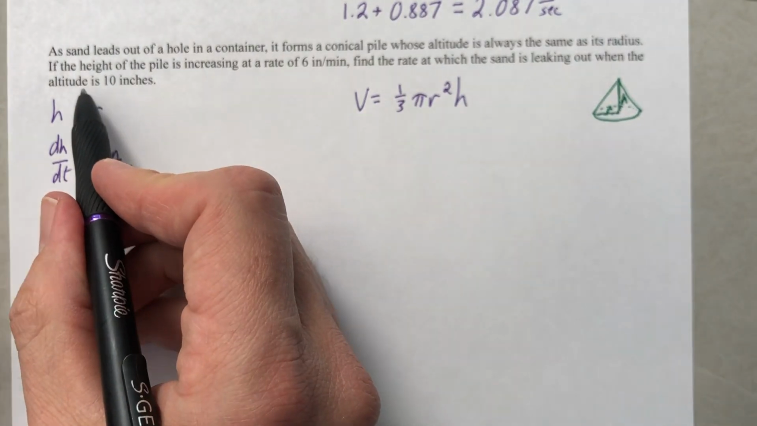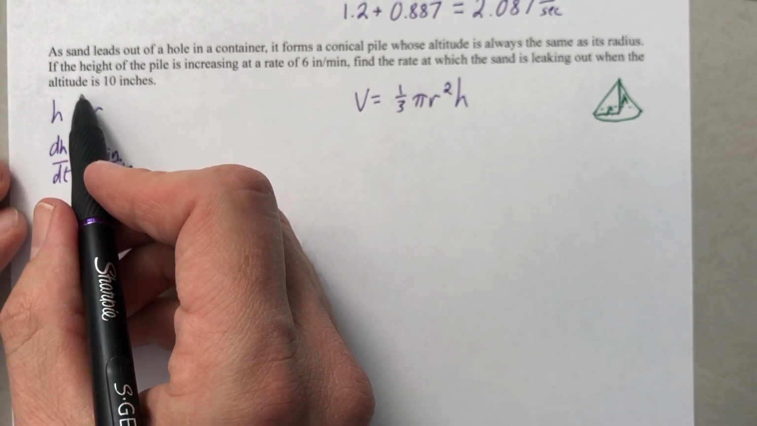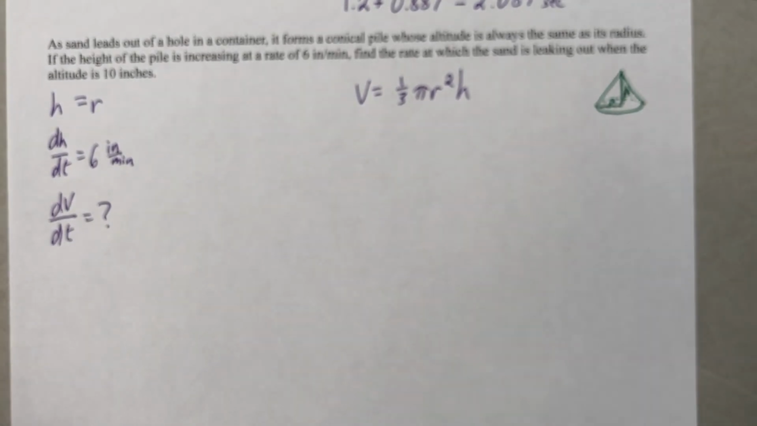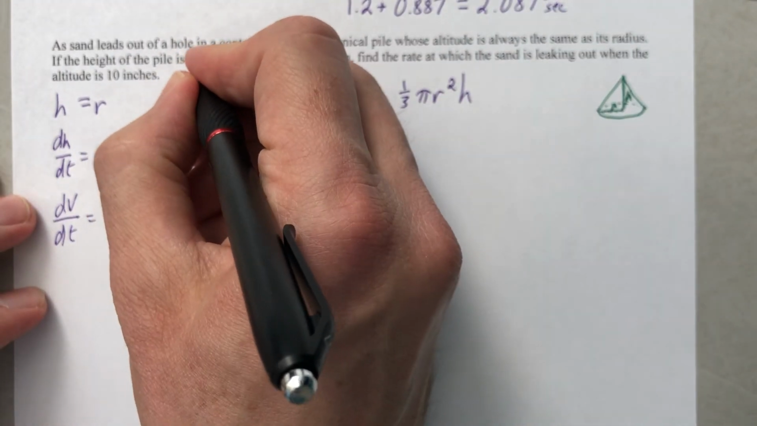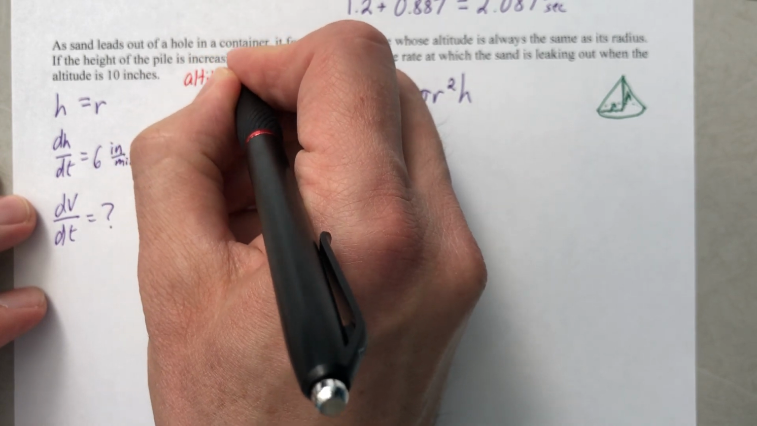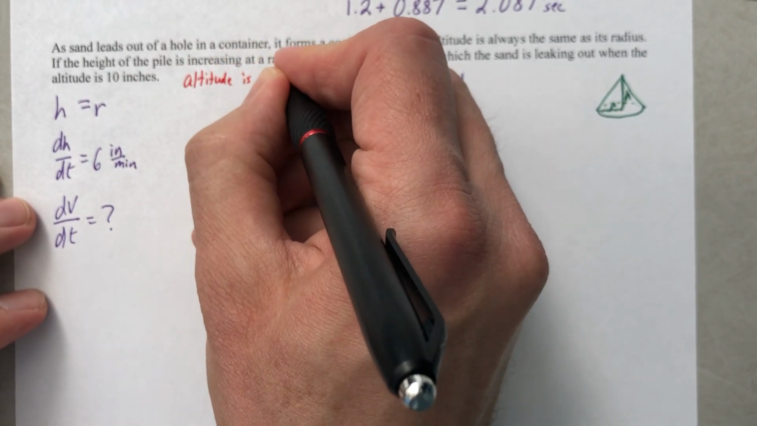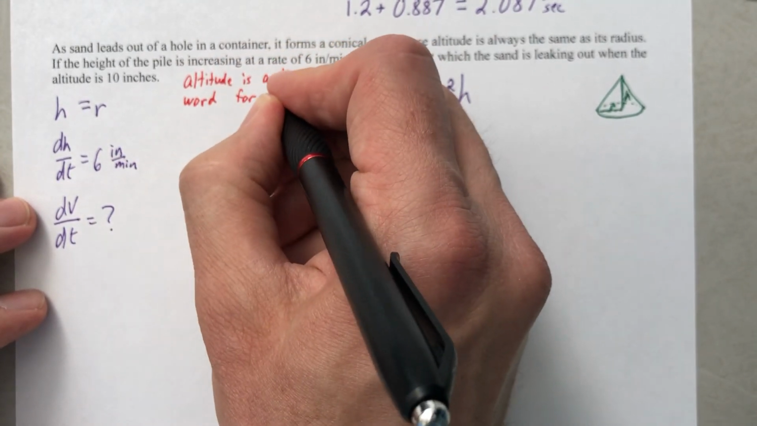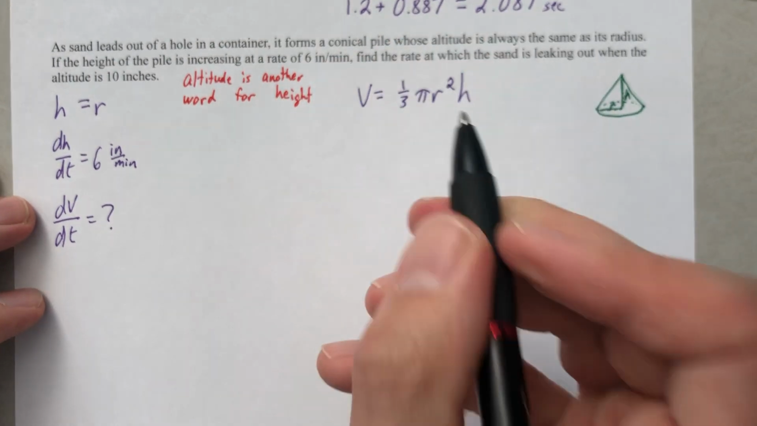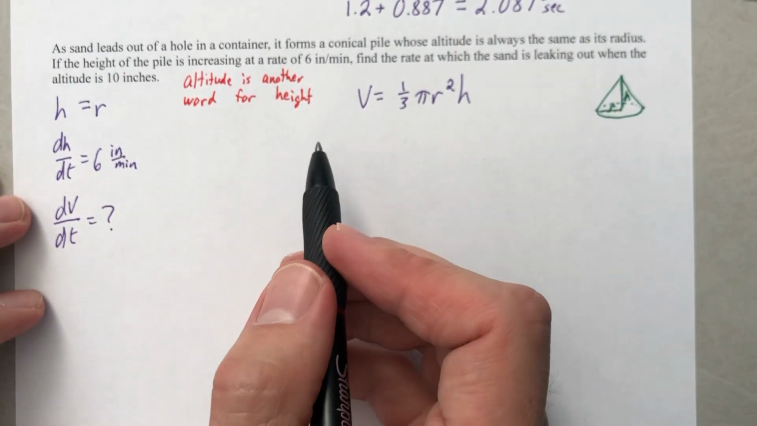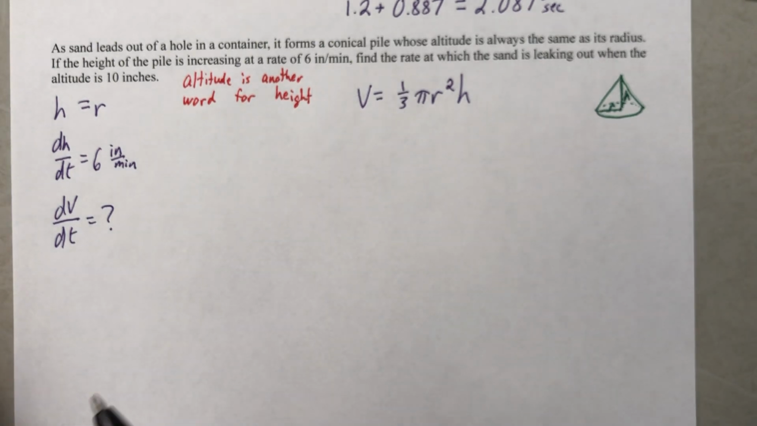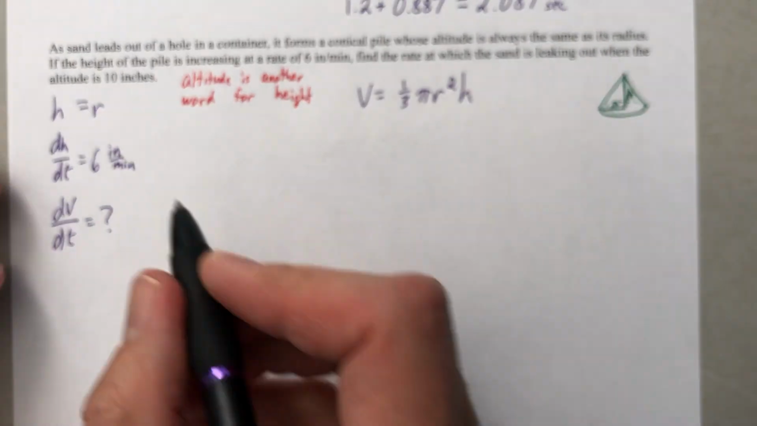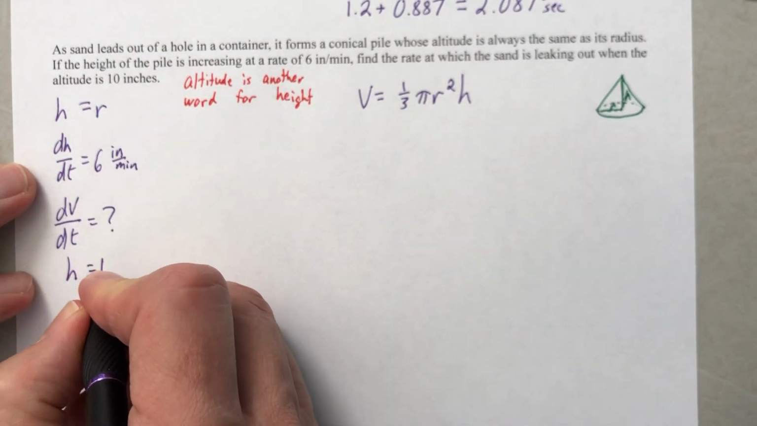When the altitude, also known as the height, and altitude are the same word. So I'm going to write that down because it comes in handy. Altitude is another word for height. And so when you see height here and you see altitude, they are the same thing. Just writing it down so we'll have a visual, and we'll also realize that when I say height and altitude, I'm talking about the same thing. Okay, the altitude, the height, is 10 inches.